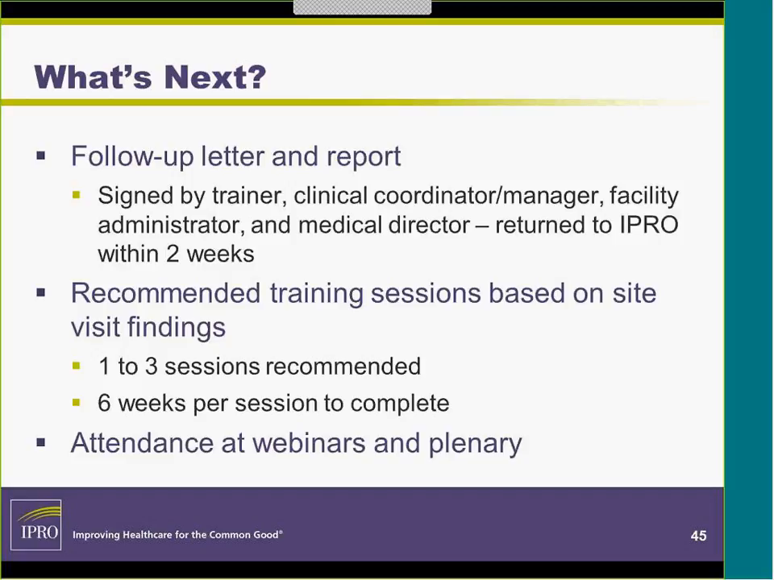We're recommending 1 to 3 sessions depending on what we saw at the visit. We are trying to identify the biggest need and not recommend more than 3, as we want the focus to be on the things that are going to make the biggest difference. For each of those sessions that's recommended, you're given 6 weeks to complete each session. All these time frames will be mapped out to you when we submit that. But again, if you have any questions, you of course can reach out to us here at IPRO and we'll help you through the process.